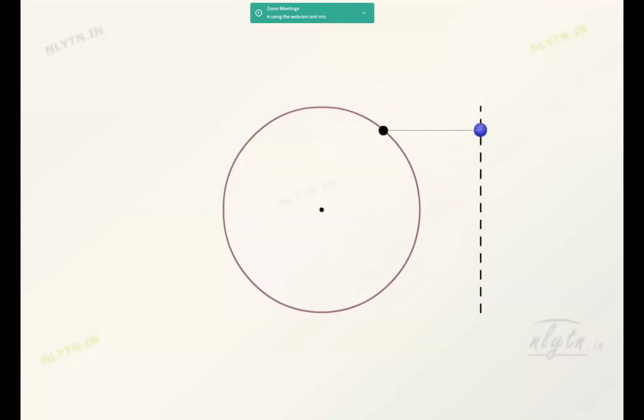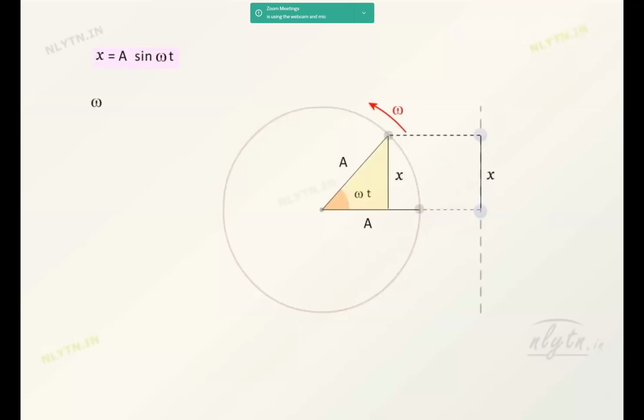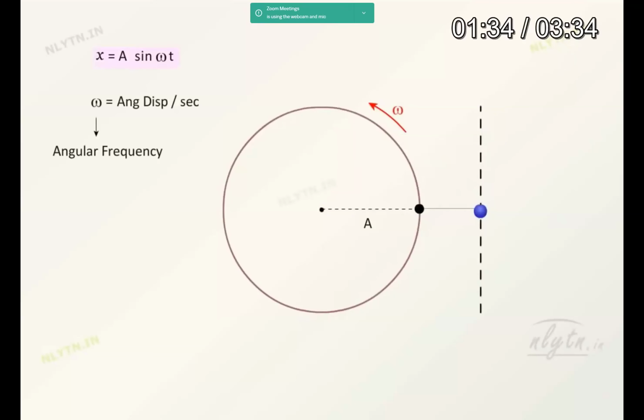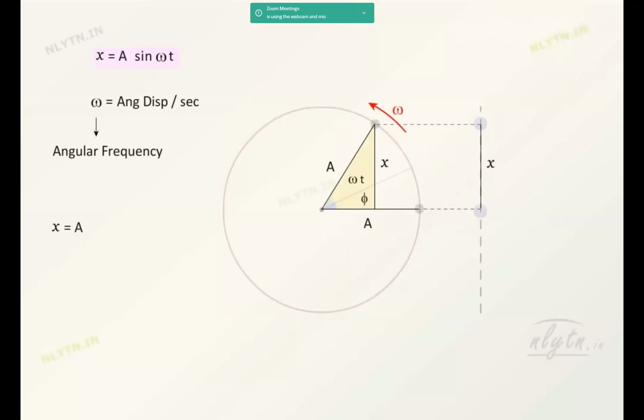Let us say that the angular speed of a particle moving along a circular path of radius a is equal to omega. If the particle starts from this position, then after time t, its angular displacement is omega t, and the vertical height will be x, which is a sine omega t. Suppose you start from an angle phi, this is what I showed you. Then the position will be a sine of the angle omega t plus phi. This angle represents the phase constant of a simple harmonic motion.